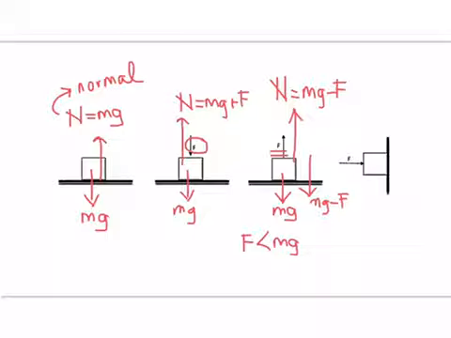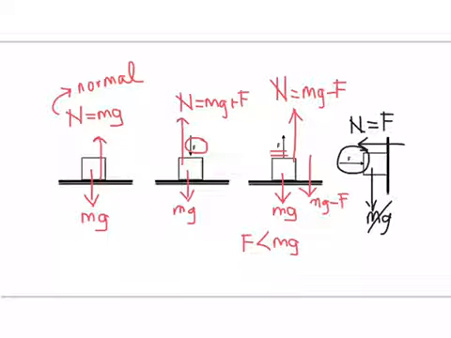And in the last one, the weight of the object is here and it is not acting on the surface, so it will not create a reaction. What is acting on the surface is F, so the reaction force, the normal force here, will be equal to just F.